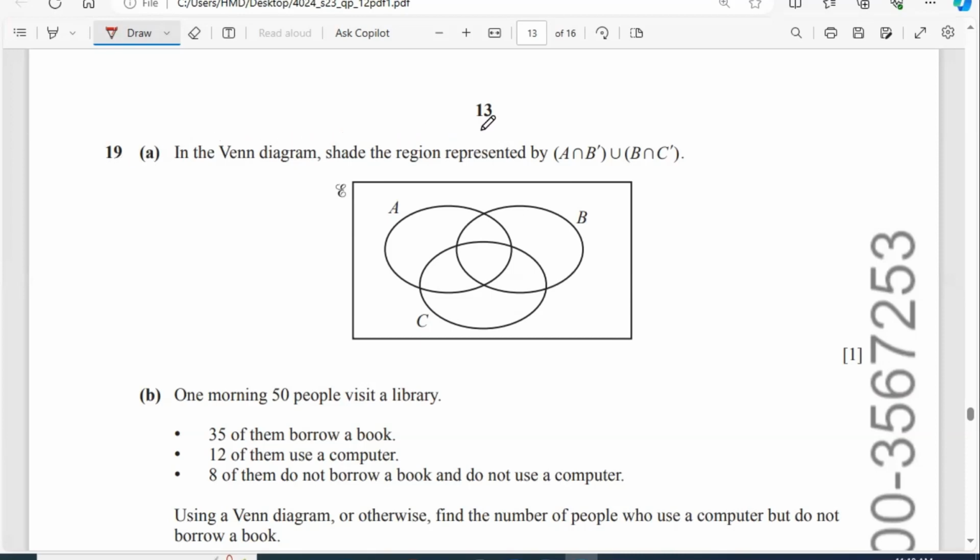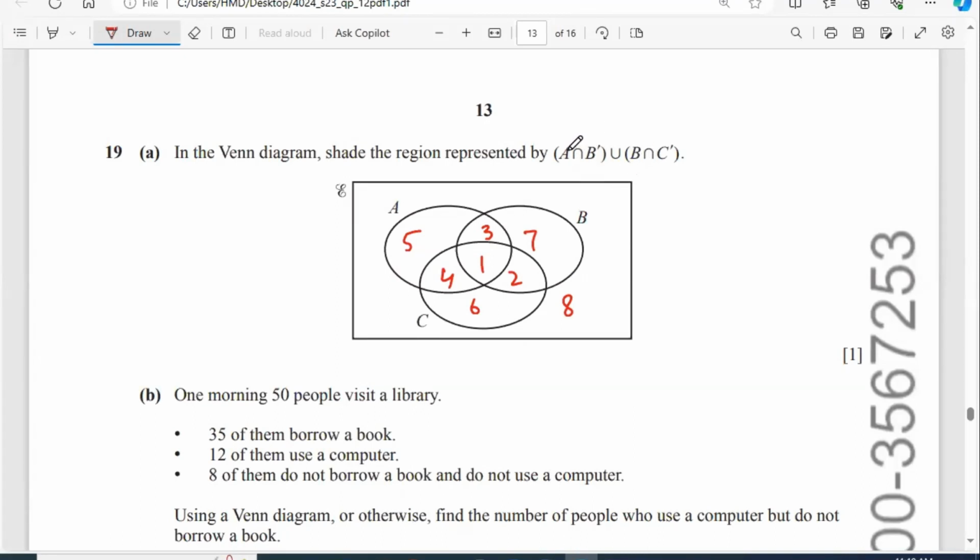In the Venn diagram, shade the region represented by A intersection B complement union B intersection C complement, and this is the diagram. So first step, you should put dummy numbers in all areas. So 1, 2, 3, 4, 5, 6, 7, and 8. You have to assume some number and put it in each area. So now one by one find out.